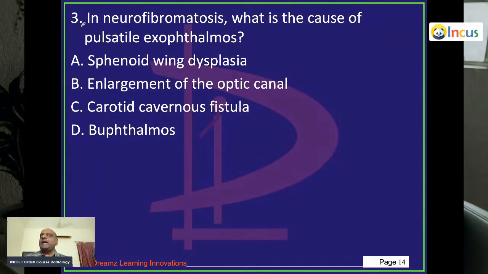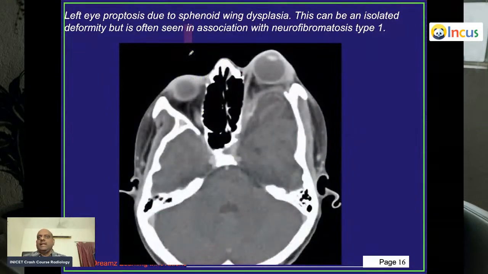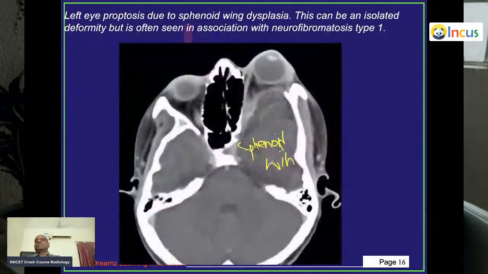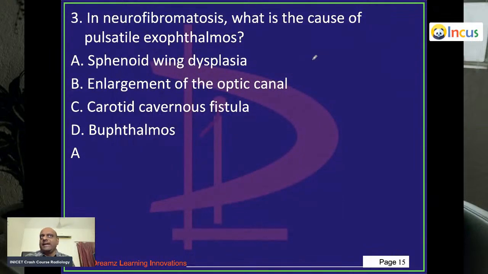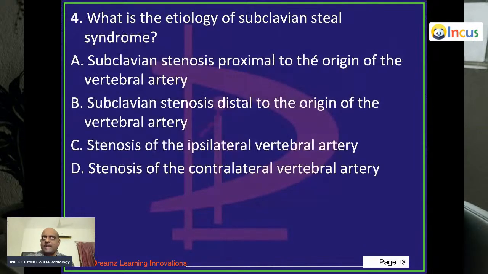Now, in neurofibromatosis, what is the cause of pulsatile exophthalmos? There is something called sphenoid wing dysplasia, which will lead to the development of, you can see the orbit is much anterior over here. So pulsatile proptosis, pulsatile exophthalmos is what you typically see.